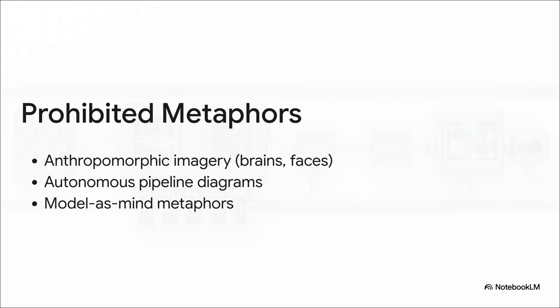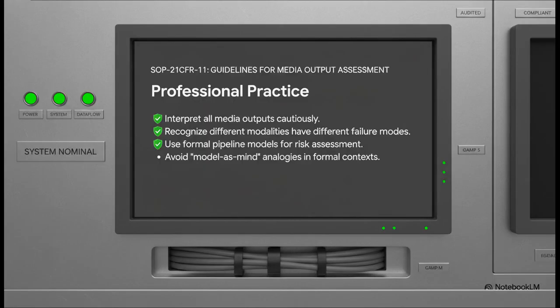To properly assess risk, your language and your diagrams have to reflect the mechanical reality, not the cool illusion it creates. So, this all boils down to a few key takeaways for anyone using these tools professionally. You have to interpret every media output with caution. You have to recognize that the way an image model fails by, say, creating a person with 7 fingers is totally different from how a text model fails. For any serious risk assessment, you must use the formal pipeline model. And you have to avoid those easy but wrong model-as-mind analogies in any formal setting.